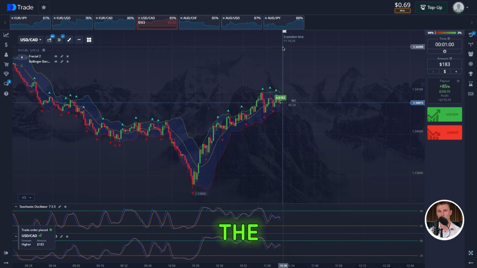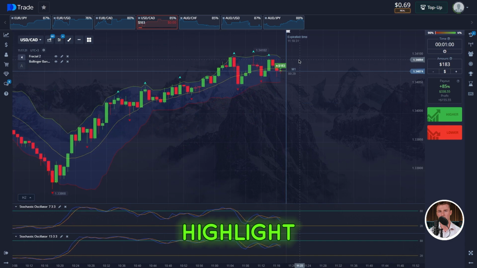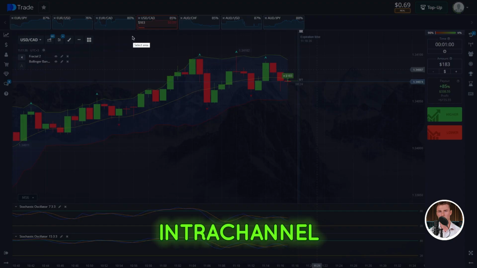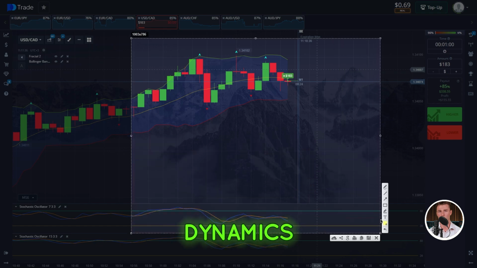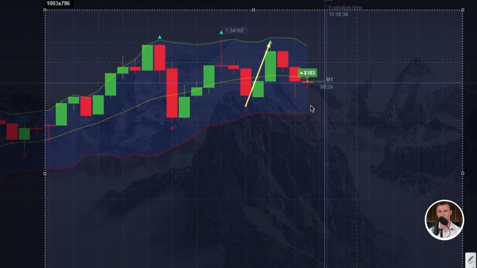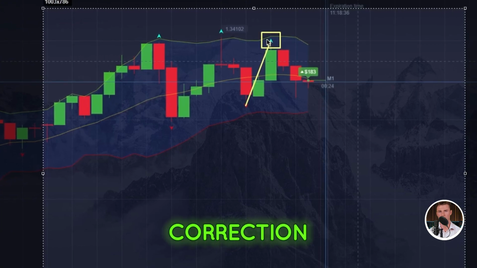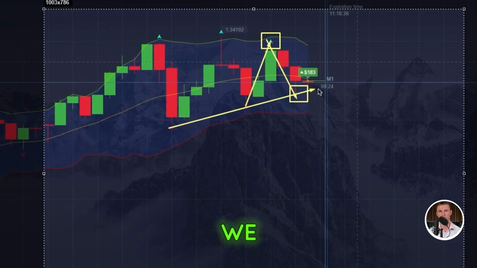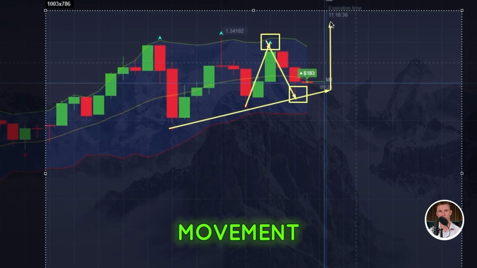To consolidate the result, I decided to open another deal of the same nature, highlight the workspace. Here we also focus on the intra-channel movement. We see the upward dynamics. The local maximum has been updated again. Then the price has gone into correction. The local minimum should be updated according to the fractal, and we reopen according to the dynamics of movement.